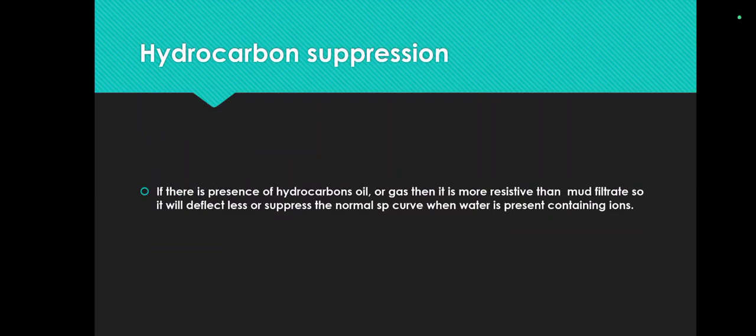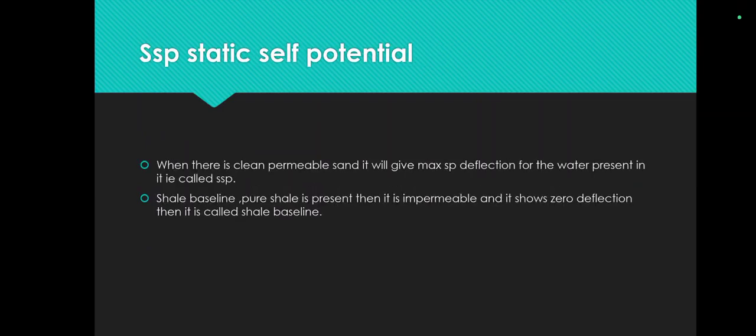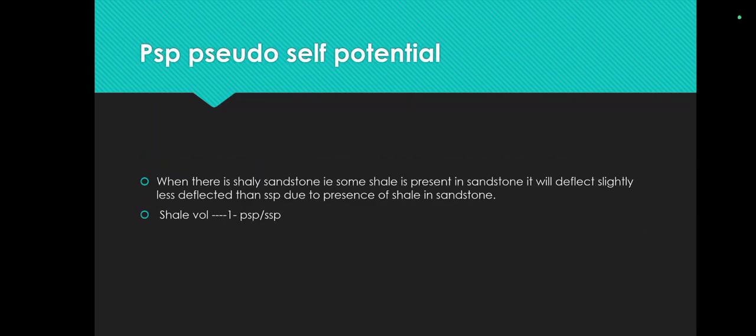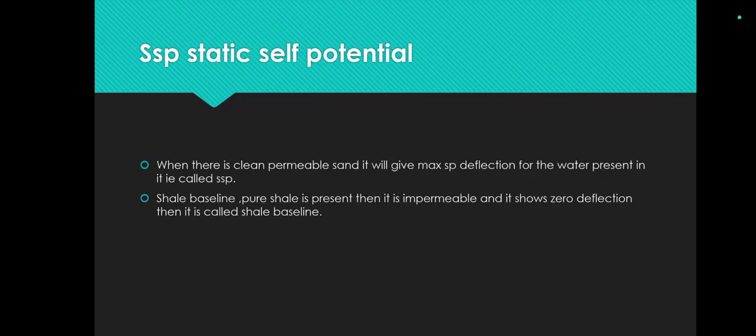Now coming to SSP. There are a few terms we must know while studying the SP log, that is SSP and PSP, which are very useful while calculating shale volume. So what is SSP? SSP is static self potential. That is when there is a clean permeable sand, that is a clean formation, it gives a maximum SP deflection for the water present in it. That is called SSP.